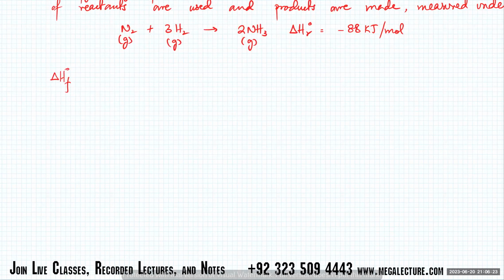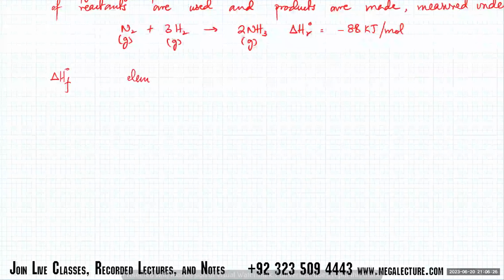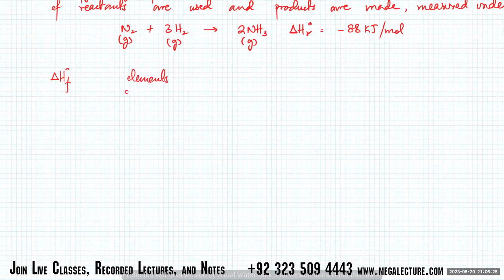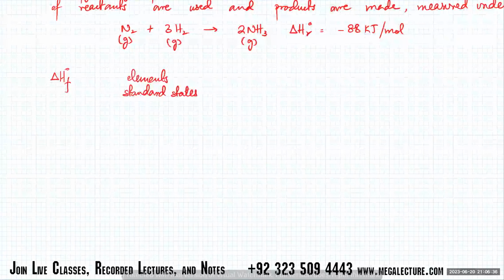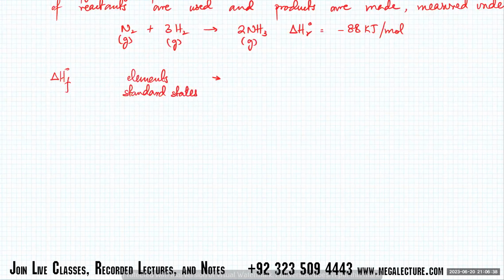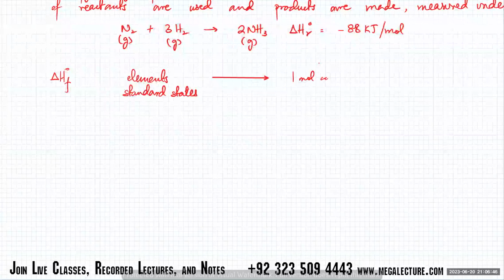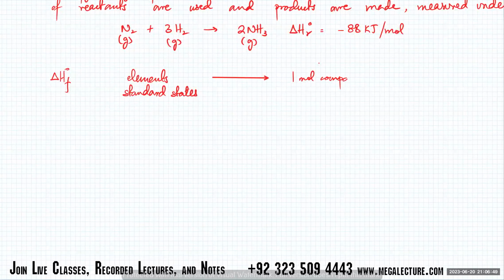So what would happen in delta HF is that you had elements, and the elements, they were supposed to be in their standard states. And what would those elements do? Those elements would form 1 mole of a compound. So if you're doing this under standard condition, then that's it. Okay, that's your enthalpy of formation.